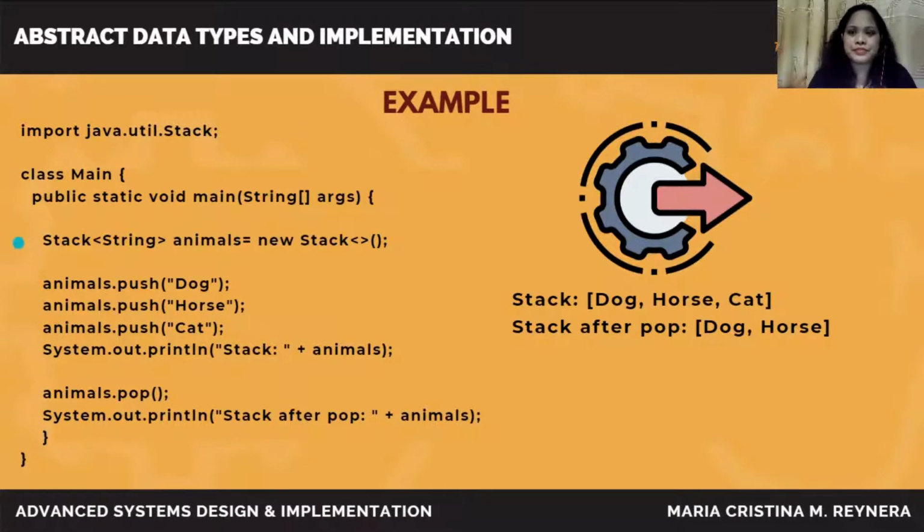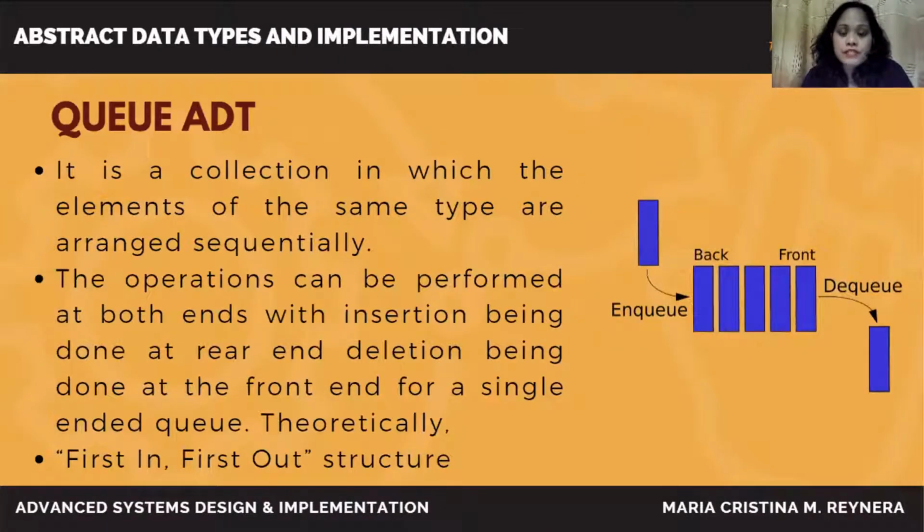Another example of an abstract data type is the queue ADT. This type of ADT is a collection in which elements of the same type are arranged sequentially. The operations can be performed at both ends, with insertion done at the rear end and deletions done at the front end of the single-ended queue. Technically, we're using the FIFO method, which is the first in, first out structure. The design of this data type is similar to the stack data type that we saw earlier.